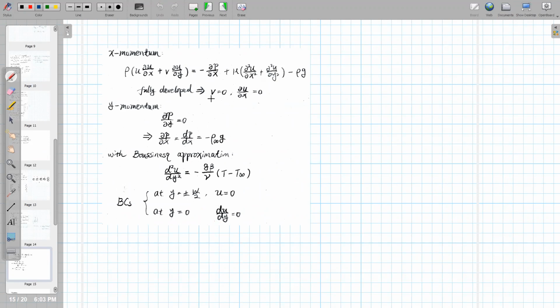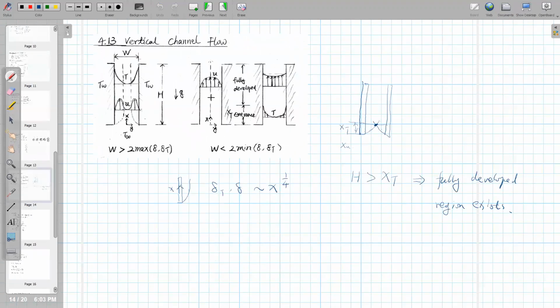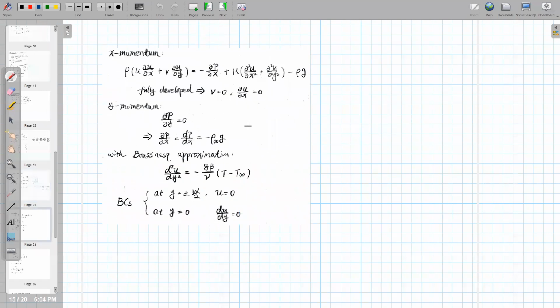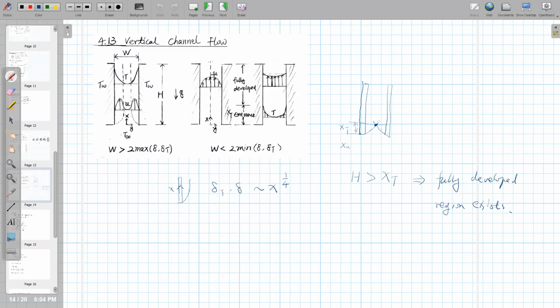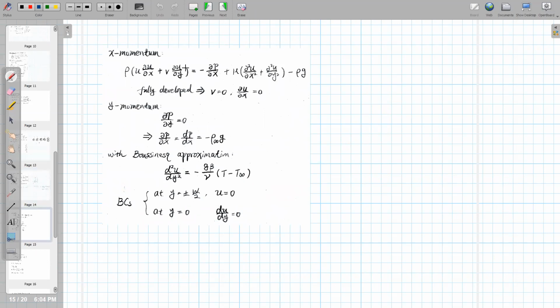Fully developed usually means you won't have the v velocity. This is the x direction, this is the y direction, and v is the velocity in the horizontal direction. You won't have v, and u will be fixed in the x direction; it won't change with x. u is only changing in the y direction. So you bring this assumption into the x momentum equation. This term can go because v has to be 0, and this term can go because partial u partial x equals 0. Also, the second derivative of u with respect to x can go because it is constant.